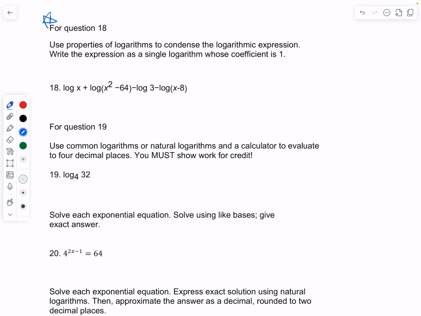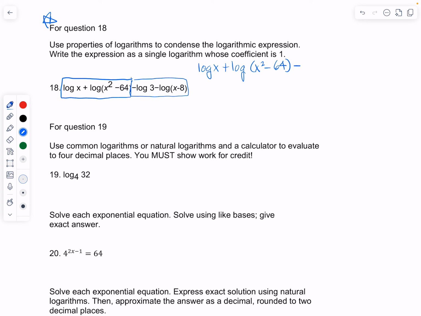All right, so when I look at this, I can group these two together because I know addition of logs becomes multiplication, and I also can group these two together because they're both minus. So what I'm going to do first is rewrite this. So I'm going to do log x plus log of x squared minus 64.